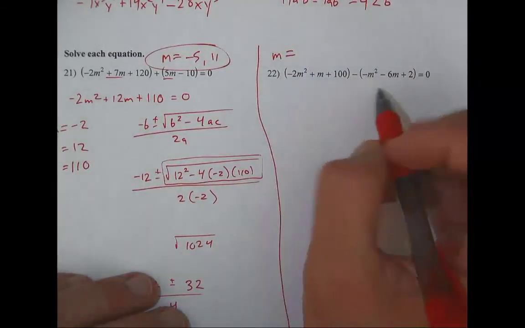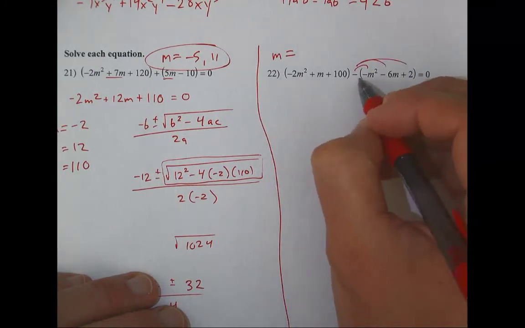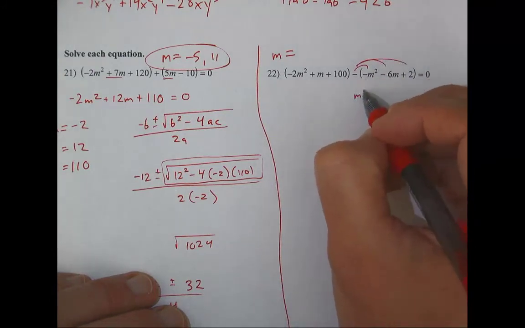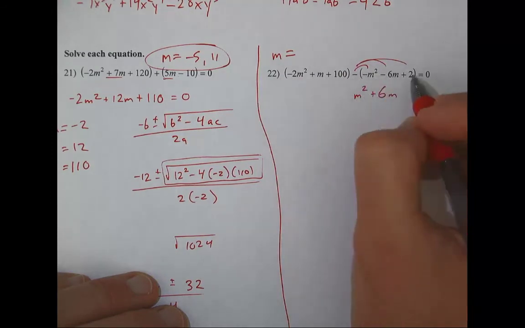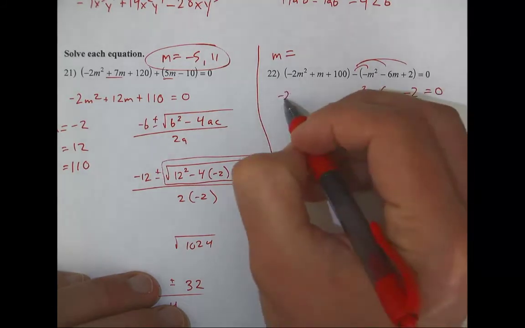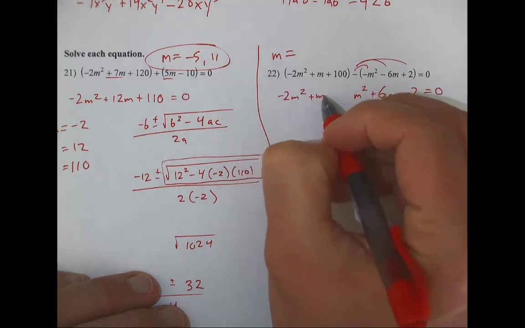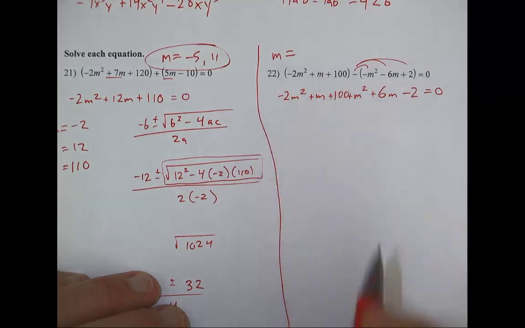All right, next one. First thing you should do when you see subtraction is distribute so you don't make a mistake. So this becomes, it's a negative times a negative, positive m squared. Negative times a negative, positive 6m. Negative times a positive, negative 2. And I'm going to bring all this down just so I don't make a mistake. This is positive, so plus.